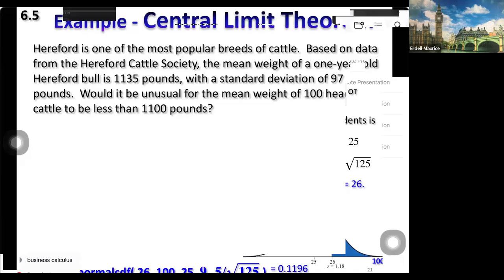Right, so first things first, you should always find n first, and that separates the two questions. From 6.1, 6.2, 6.3, there is no n because the sample size is always 1. And so the first thing we need to do is identify n. What is n? 100. So we're looking at 100 heads of cattle.